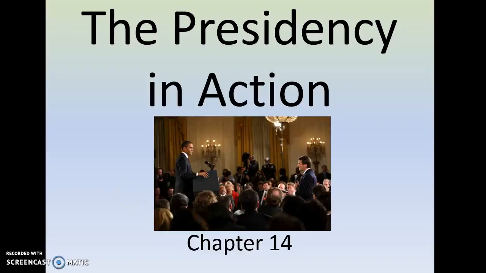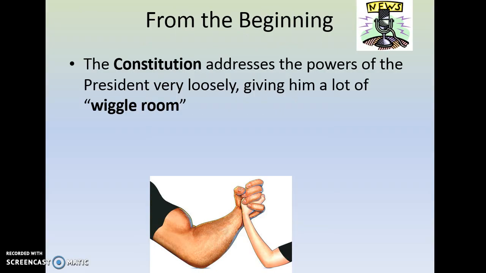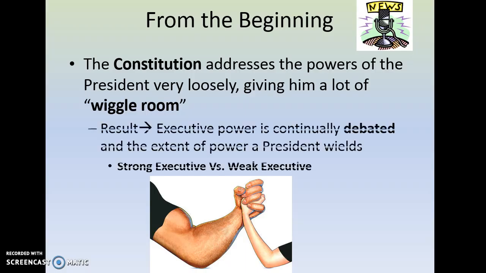All right, chapter 14 is the last part of the executive branch we're going to cover before the executive part of the Constitution test. Basically, we're going to just go over the president's powers. So, Article 2 of the Constitution creates the president.